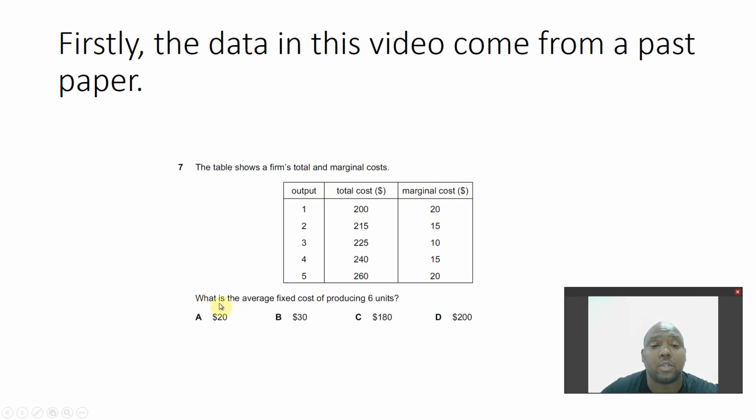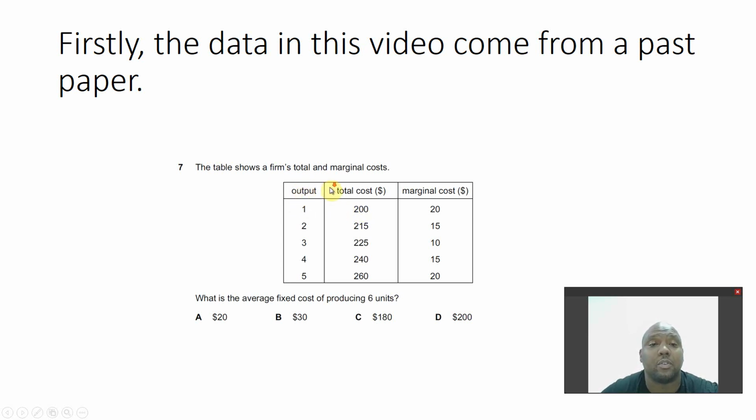So this question is asked, what is the average fixed cost of producing 6 units? So 6 units is not on the table. It's not on this table. 1, 2, 3, 4, 5. We're actually calculating the 6 units. Well, we know from IGCSE that average fixed cost is equal to the fixed cost divided by the quantity. In this example, this is 6 units, that's the quantity. And then we look back up here to get the fixed cost, which is output equal to 0.